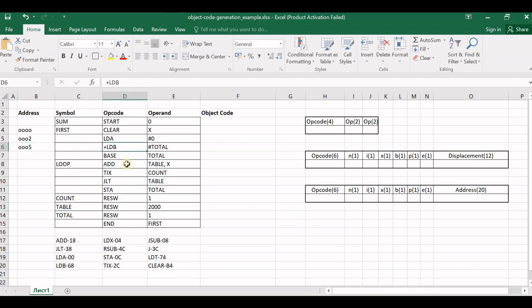Coming to the next instruction, that is +LDB #total. This is the next instruction. It is starting at the memory location 5. Now check in which format this instruction is. It is not in format 1 because it has an operand. And it is not in format 2 because the operand is not a register. And check if it is in format 3. It is not in format 3 because this instruction starts with a plus symbol. Only format 4 instructions begin with the plus symbol. So this instruction is said to be in format 4 of SIC-XE. Format 4 instructions occupy 4 bytes.